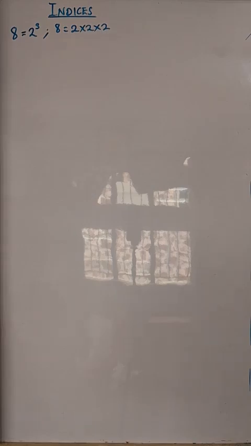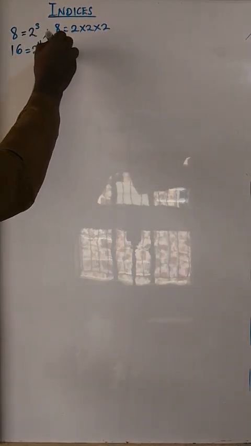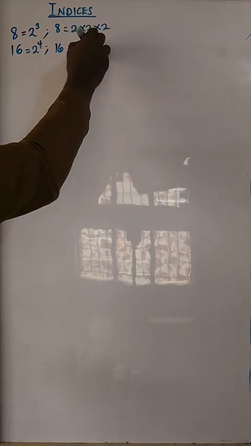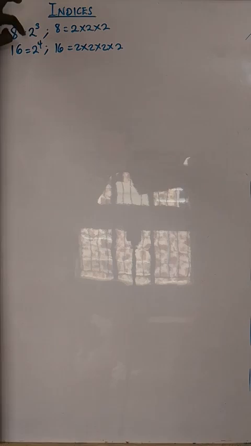Suppose we have another number, let's say 16. 16 is actually 2 to the power of 4, because 16 is 2 times 2 times 2 times 2. So this is a number in index form, and in plural we say this is indices. With indices, we have many laws. We have the laws of multiplication, the laws of division.